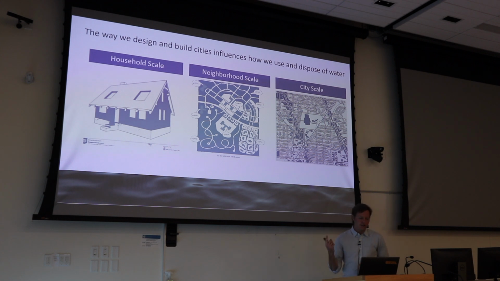But the data also shows that design characteristics at the neighborhood scale have an influence on water consumption. So things like urban density and land use mix have an influence on water consumption in addition to the characteristics at the household scale. And then some of those smaller-scale cumulative effects scale up to the city level, where some cities use far more than others. Cities here in the U.S. tend to use more water than European cities. So there are city-scale design elements that influence water consumption.